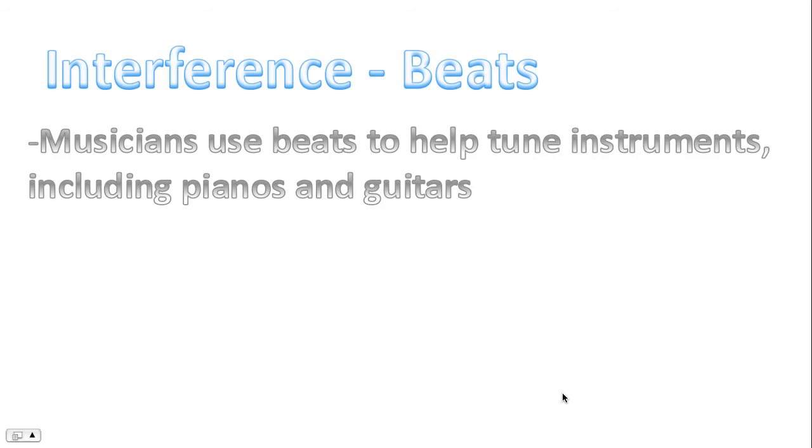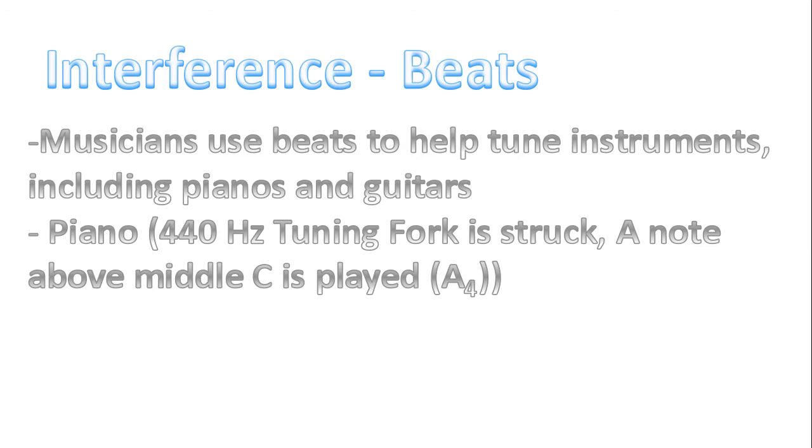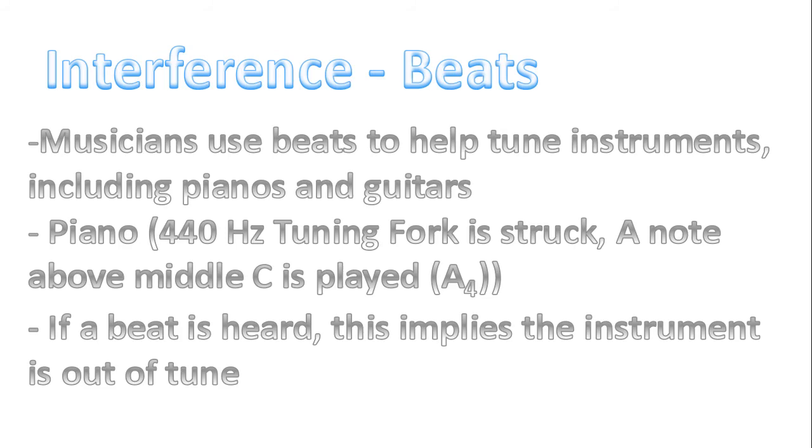So the question is, where are beats used in real life? Well, musicians use beats to help tune instruments, including pianos and guitars. When tuning a piano, one would use a 440 hertz tuning fork. They would strike that tuning fork and then at the same time play the A note above middle C, which is also called A4. If a beat is heard, this implies that the piano is out of tune. And so the goal of someone who is tuning an instrument is to keep playing these notes until a beat is no longer heard.